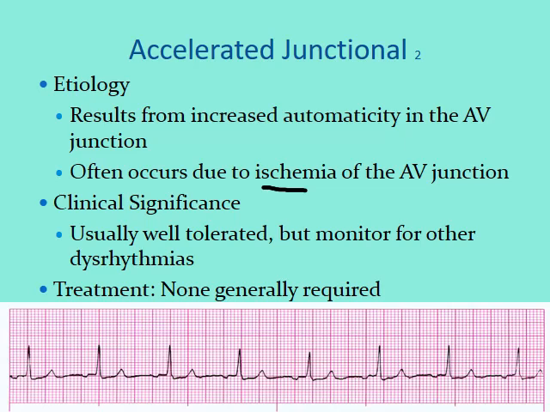normal cadence. So look at this one. We've got 1, 2, 3, 4, 5, 6, 7, 8. 80 beats a minute on this rhythm strip. We've got inverted P waves. So this is in between 60 and 100 beats a minute. So it's accelerated, inverted P waves. Accelerated junctional. It is that easy.